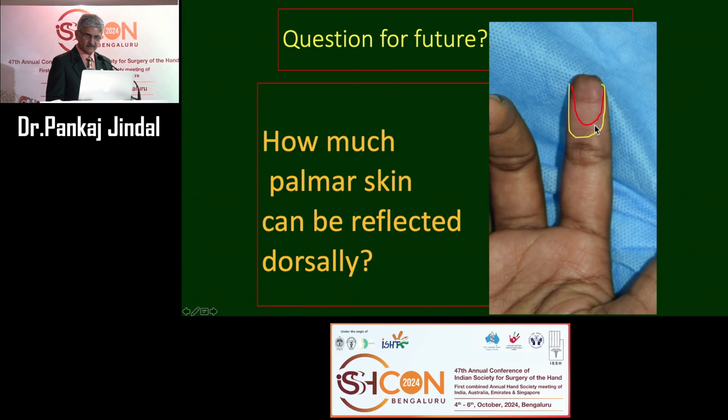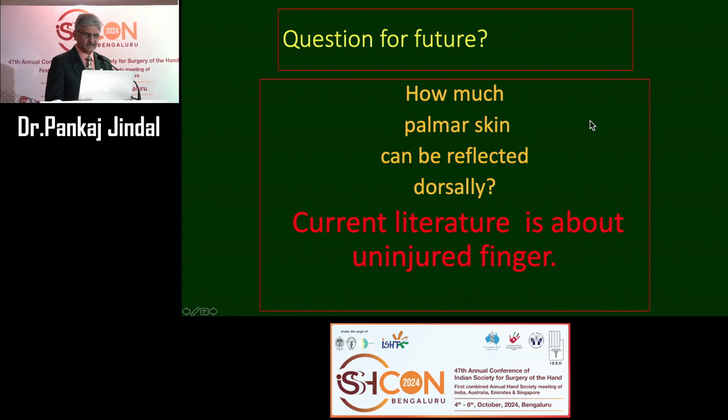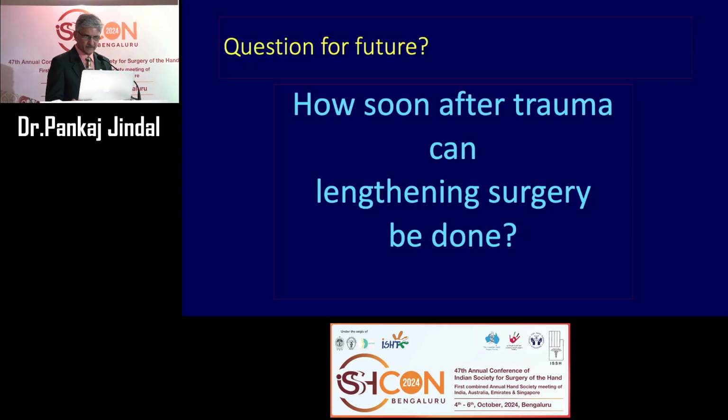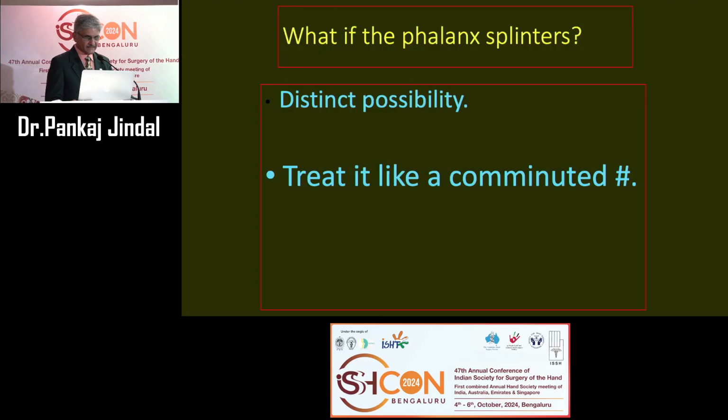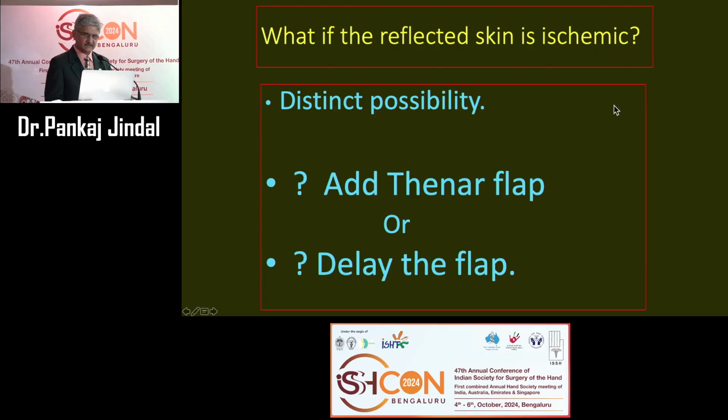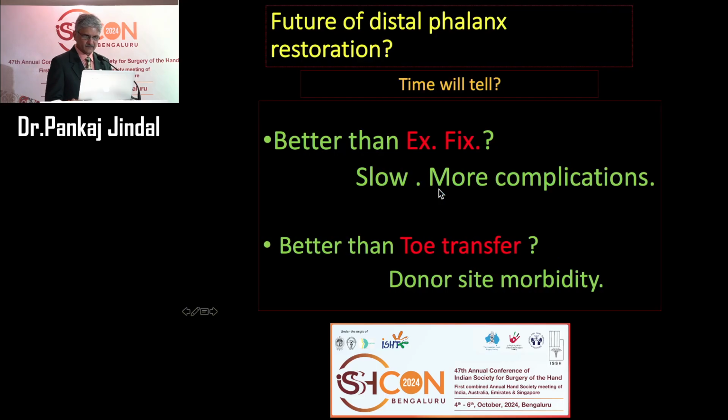How much skin? I do not know how much skin can be taken because the current literature is only about the uninjured finger. How much skin can be harvested from an injured finger? I have no idea. How soon after trauma? This remains a question. Can the phalanx splinter when it is being osteotomized? Yes, that's a distinct possibility. I'll treat it like a comminuted fracture. What about the skin if it turns ischemic? Yes, again, that's a distinct possibility. Maybe I'll put it back, delay it, or put a thinner flap. It remains to be seen.